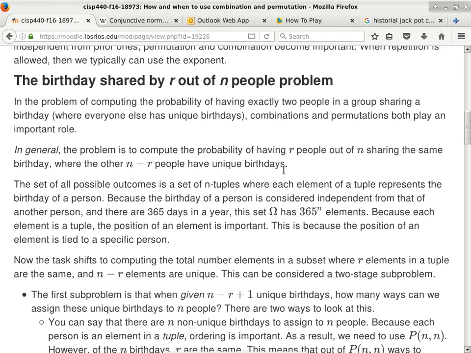So the problem here is to calculate what are the chances that r out of n people have exactly the same birthday, but the rest of the class all have different, unique birthdays. Okay. Are we doing okay so far? So let's say right now we have 35 students in this class. So the question is, what are the chances that 5 students out of this entire class share exactly the same birthday, but then the rest of the class, the other 30 students, all have unique birthdays? That's what we're trying to figure out. So how do you approach this problem?